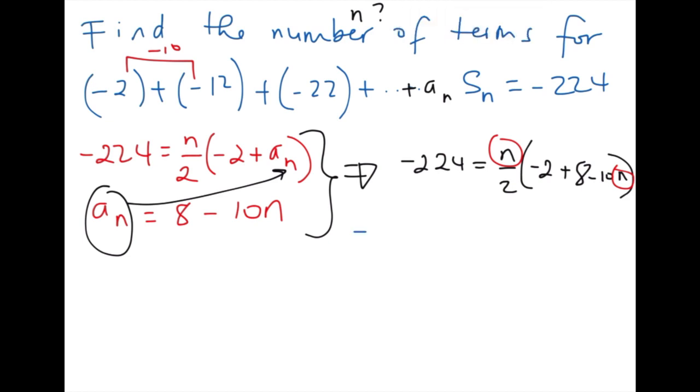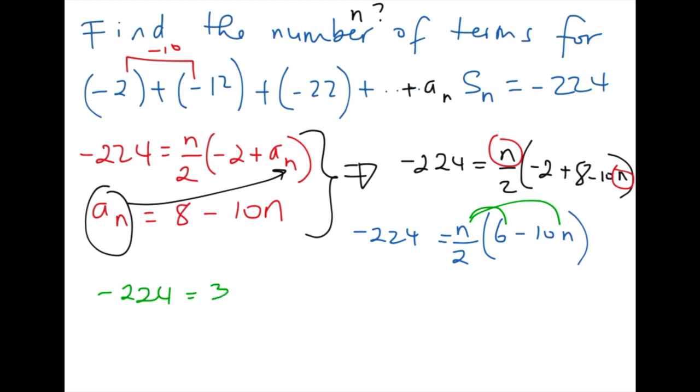So I have negative 224 is equal to n over 2 times the quantity. Let me simplify the inside. That will be 6 minus 10n. Then I will distribute n over 2 on the inside. I end up with negative 224 is equal to 3n minus 5n squared. So this is a quadratic. Let me bring everything to one side. I have 5n squared minus 3n minus 224 is equal to 0.